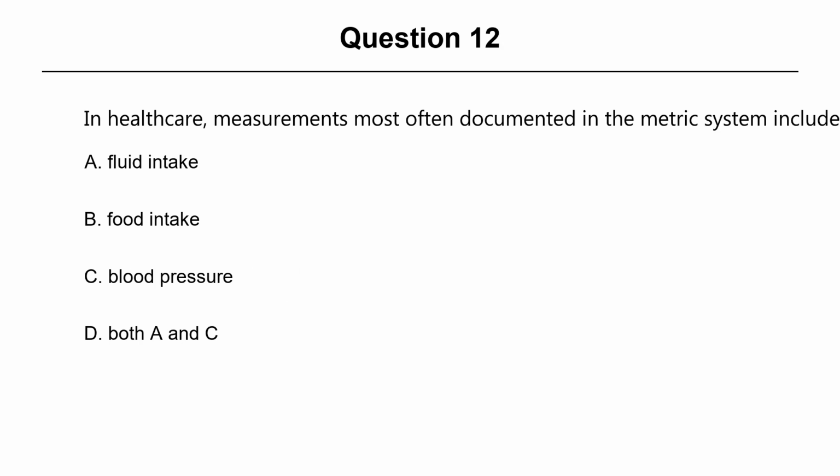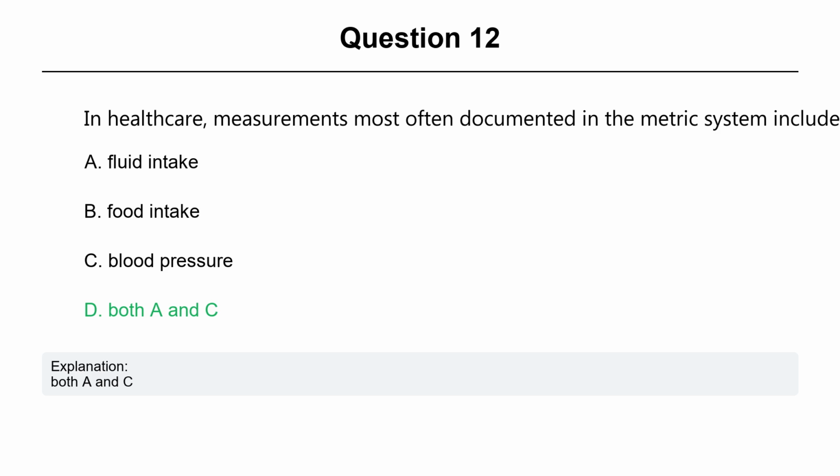Question 12. In healthcare, measurements most often documented in the metric system include: Option A, fluid intake. Option B, food intake. Option C, blood pressure. Option D, both A and C. The correct answer is option D, both A and C.